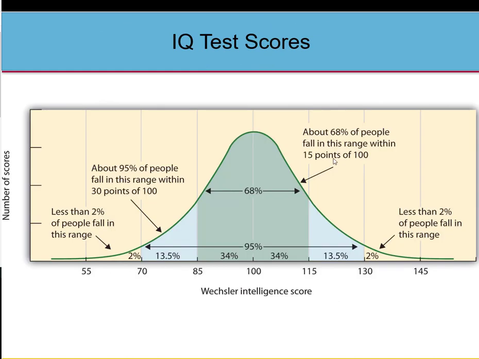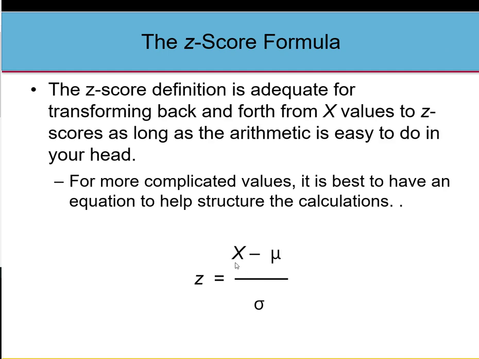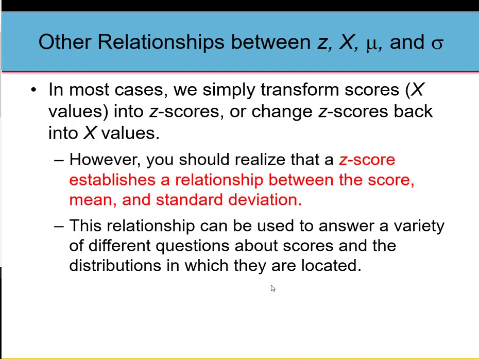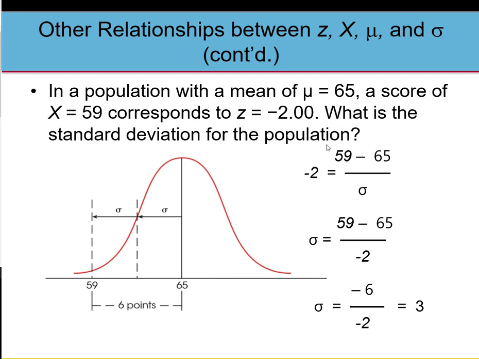If we look at our calculation here, we have score minus mu over standard deviation. So the score is 59 minus the mu, over the standard deviation, which is not given to us. We're supposed to calculate for sigma. We know that z is -2.